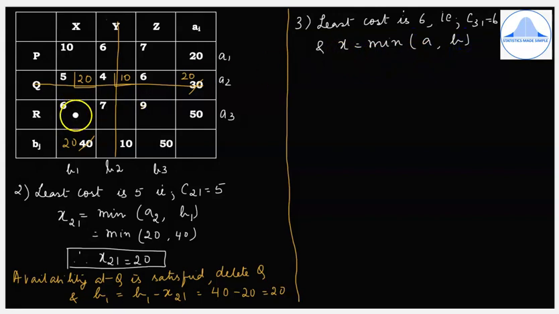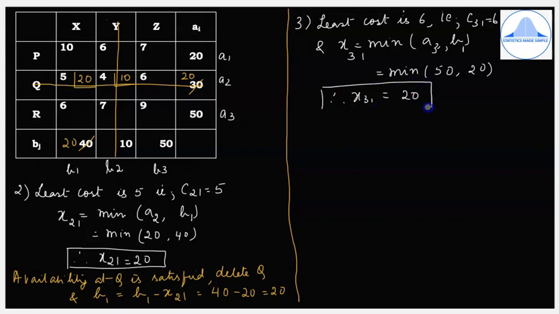So 6 is present here. So X will be 3-1. Write for A the subscript as 3, and for B it will be 1. So this is equal to minimum of A3, B1. A3 is 50 and B1 is 20, which is equal to 20. So therefore X31 is equal to 20. Now write the allocation in that particular cell. So I will write 20 here.